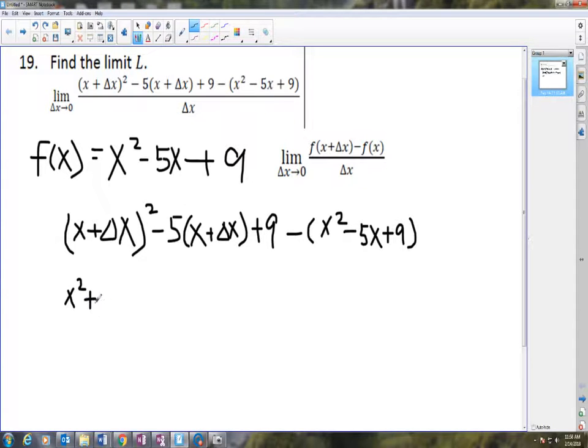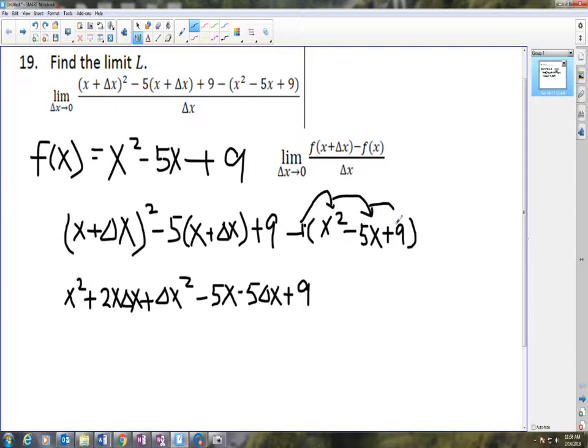The first term in the numerator gives me a perfect square binomial: x squared plus 2x times delta x plus delta x squared. Second term, negative 5 distributes: negative 5x minus 5 times delta x, then plus 9. Now minus my f of x, which is like distributing a negative 1: minus x squared plus 5x minus 9. All of this is on top, still over delta x.